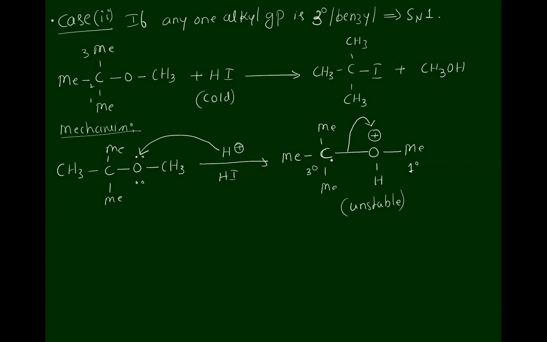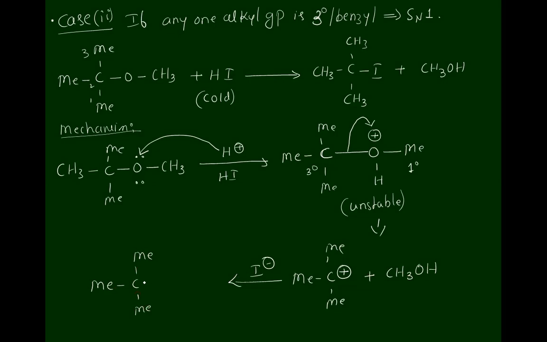stable, due to the hyperconjugation effect. So it forms this one: methyl group, carbon, methyl, methyl carbocation. Tertiary butyl carbocation is obtained. We get CH3OH. Now this remaining part, the I minus ion, attacks this molecule to form tertiary butyl iodide. Tertiary butyl iodide is obtained. Therefore, it follows SN1 mechanism. It always follows SN1 mechanism.